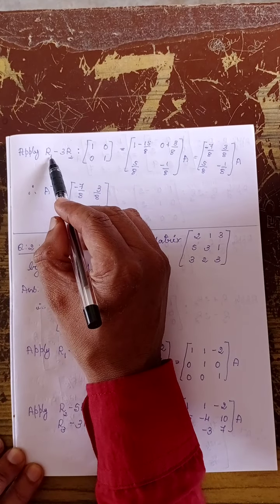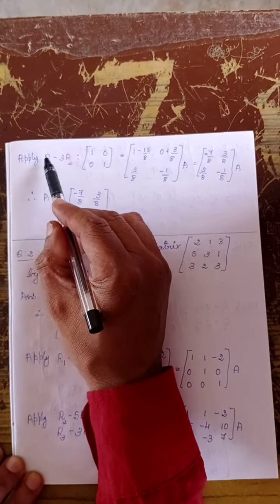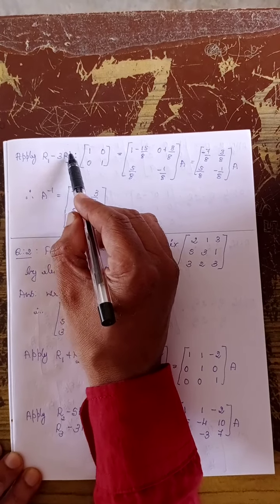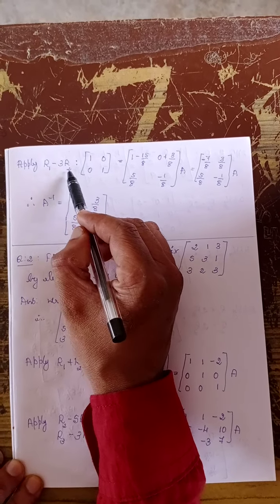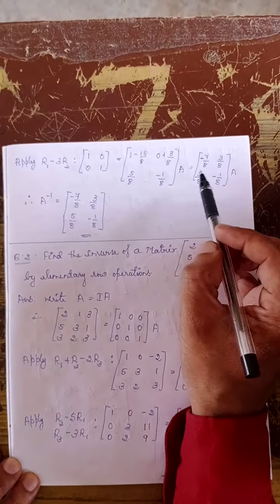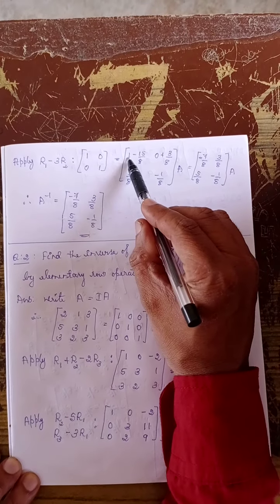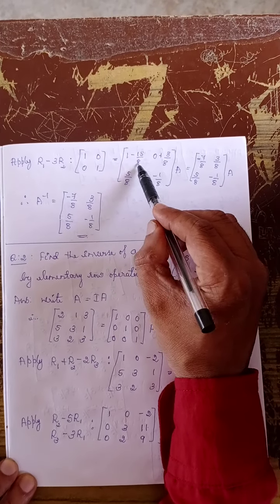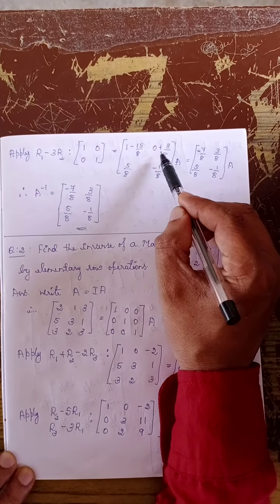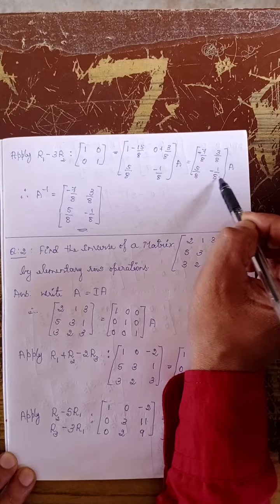Here we write the answer in the first row, because in the beginning we wrote R1 minus 3 times R2, that is, 3 into every element of row 2. So what we get is minus 7 by 8. Here 8 minus 15 is minus 7 by 8, 0 plus 3 by 8 is 3 by 8, and 5 by 8 and minus 1 by 8, into A.